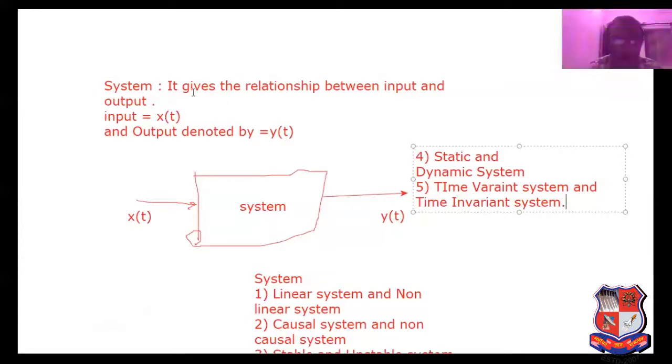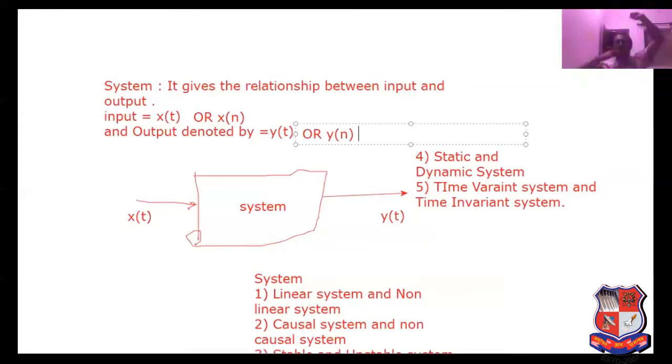Input x of t or x of n. Output denoted by y of t or y of n. It is denoted by input and output. So it is known as the basic relationship of a system. After completion of signal operation, we can study the fundamentals of system. So it is the completion of this particular lecture. Introduce the fundamental concept of system. It gives the relationship between input and output.